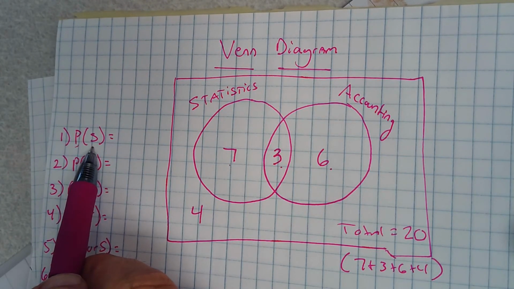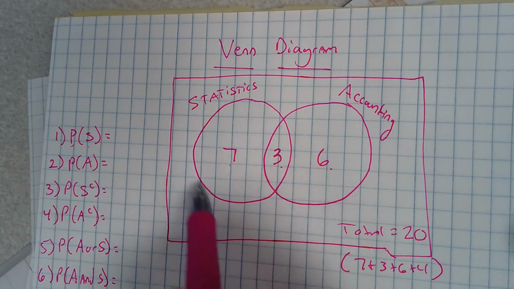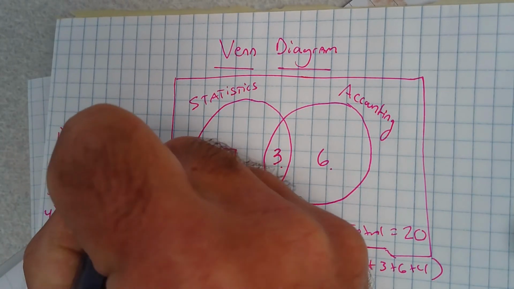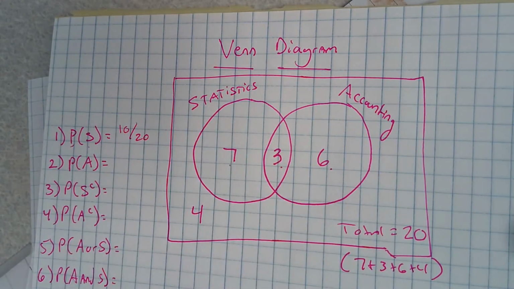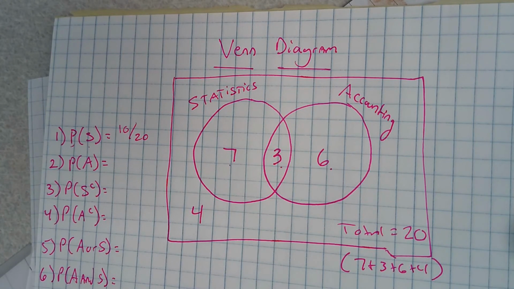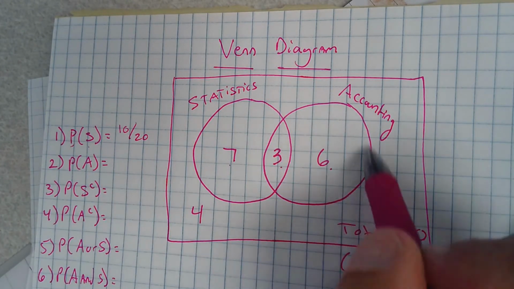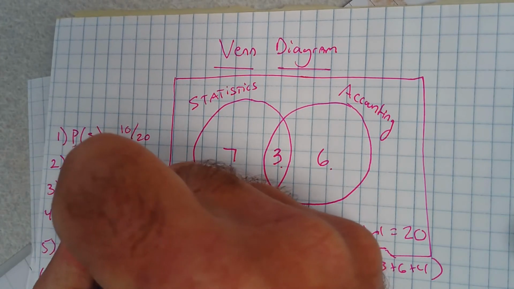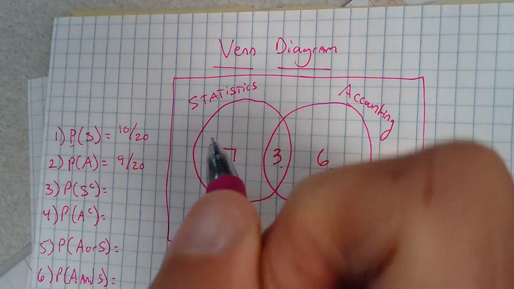So the first question, and again we use P for probability, is the probability that you are taking a statistics class. When I look at this whole circle, there are 10 people out of the 20 people who are taking a stats class. So 10 out of 20 would be our answer. The probability that you are taking an accounting class: in that whole circle there are 9 people, so that would be 9 out of 20.